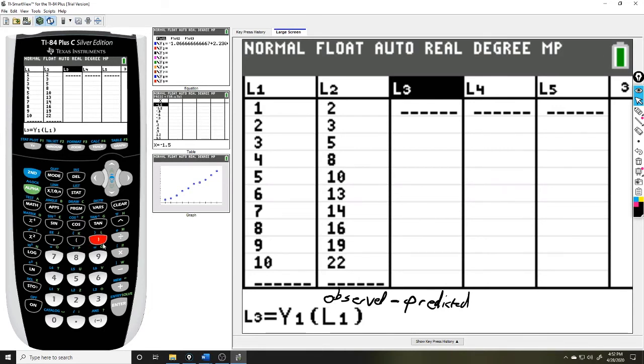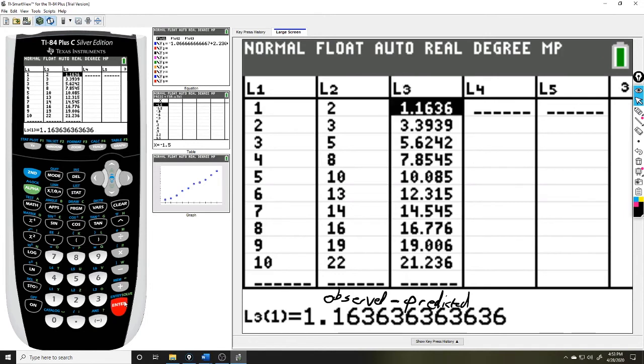And this is almost to a level of like computer science. It's thinking about what you want to communicate to the calculator. What exactly do you want the calculator to do? Well, you want it to take all the x values, which are right here, and plug them into the equation. Hit enter. Here it comes. There's all the predicted values. There's what y would be in the equation when x is 1, when x is 2, when x is 3, and so on. So here are my predicted values.